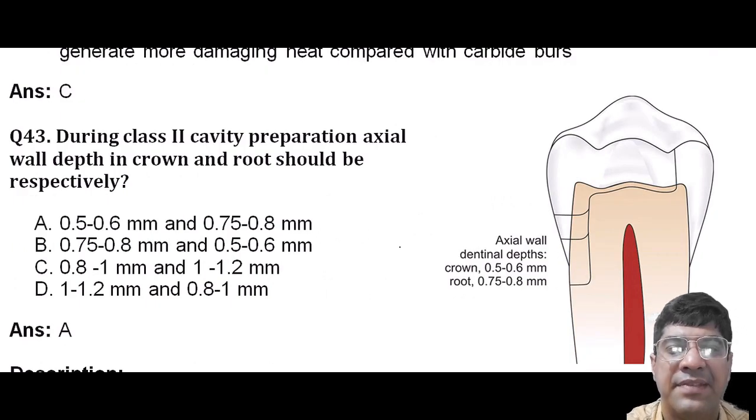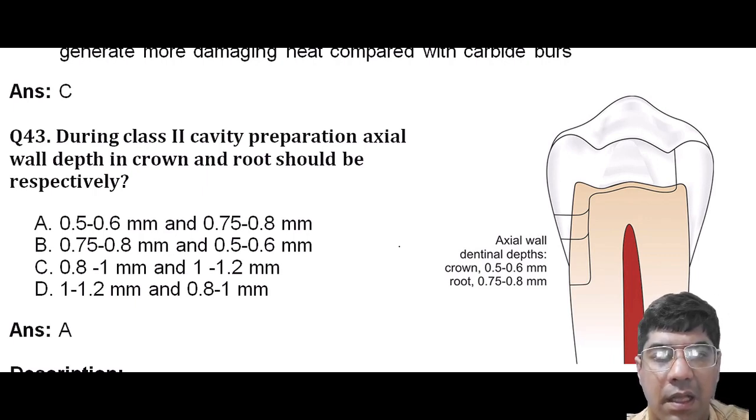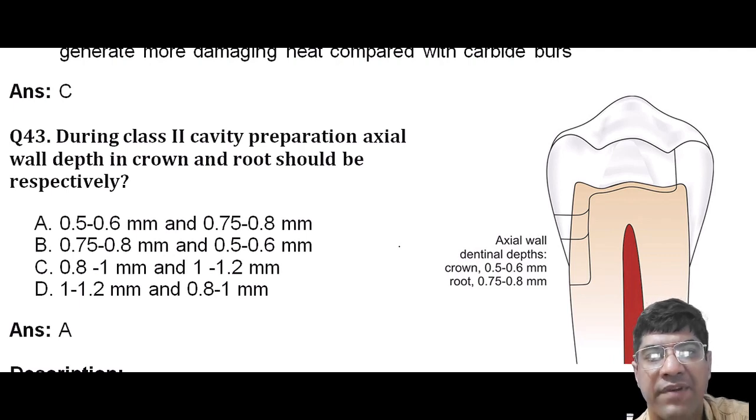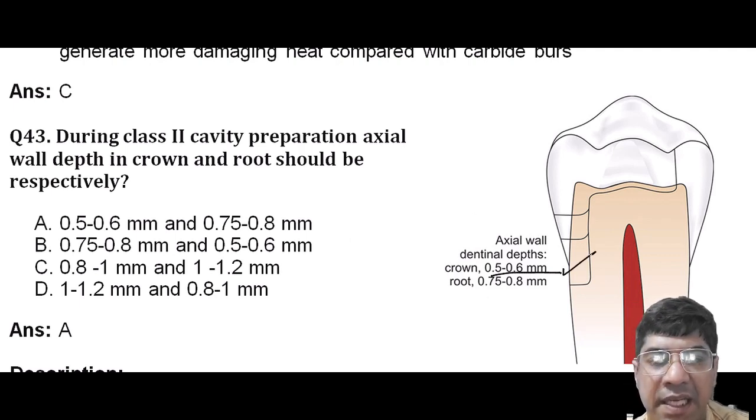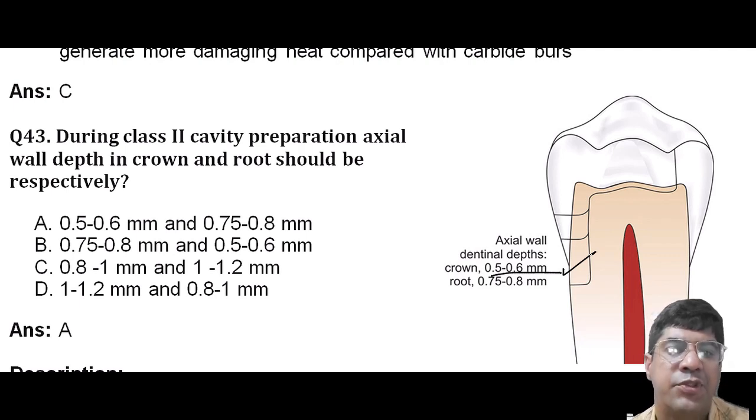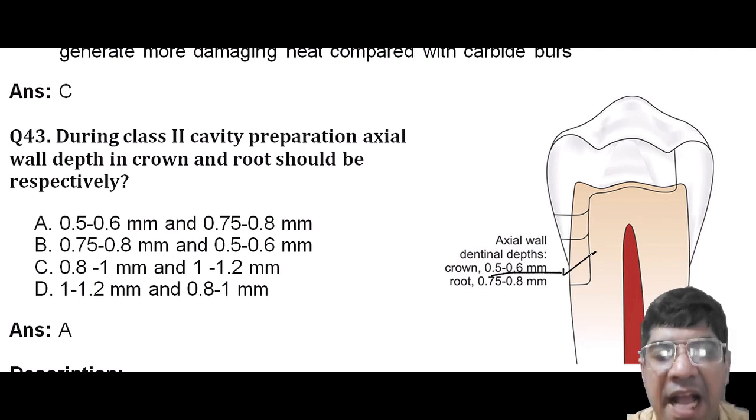During the class 2 cavity, the axial wall depth in crown and root should be considered. In class 2 cavity preparation, the axial wall depth in the crown and root are important considerations. Remember, the crown axial depth is 0.5 to 0.6 mm. It's within the enamel of the occlusal surface. The main objective is to remove the carious lesion or damaged enamel and provide space for the restorative material. A shallow depth in the occlusal portion helps to preserve as much healthy tooth structure as possible.